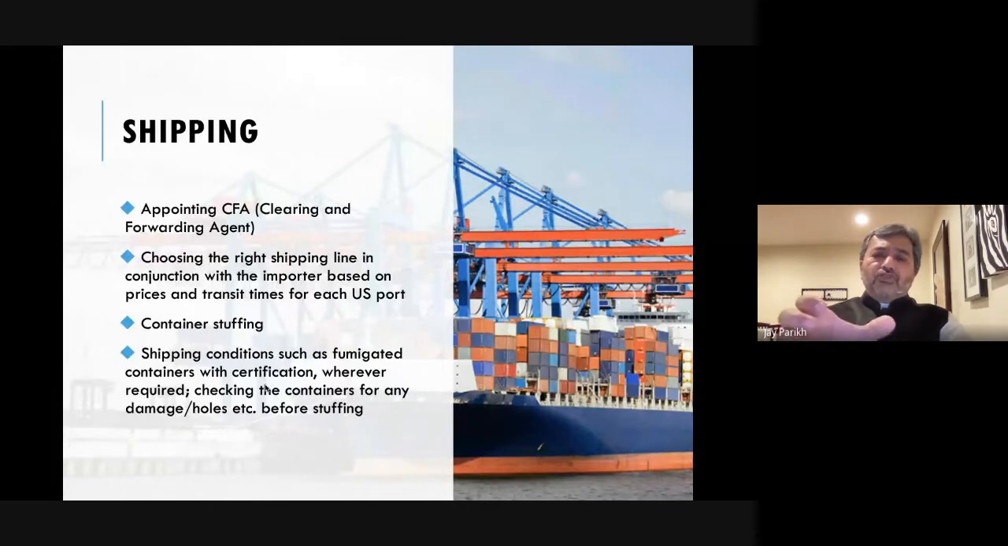Shipping conditions, many times, for example, if you are exporting your products on wooden pallets, then those wooden pallets need to be fumigated and certified for the fumigation done, because otherwise the US port will not allow those pallets to be entered unless they are plastic pallets. So this is some of the regulation which you should know, and if you're knowing, it's well and good.